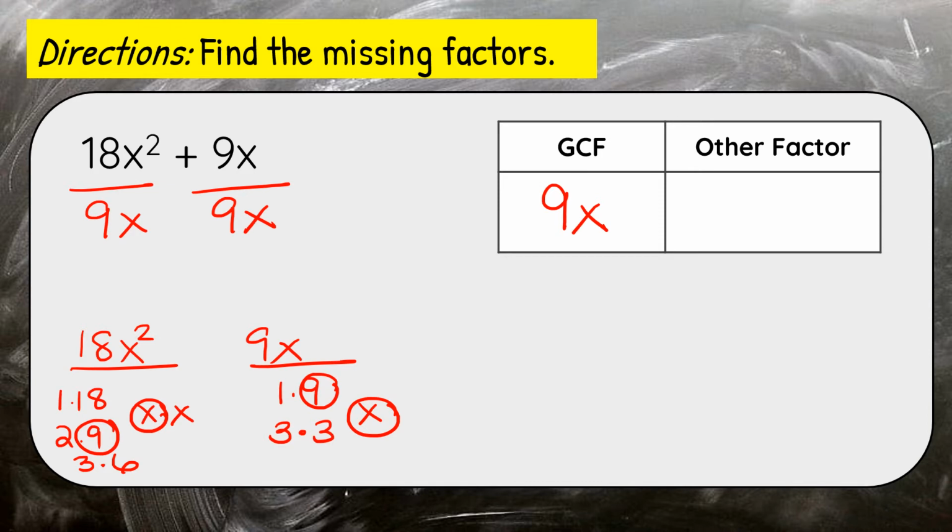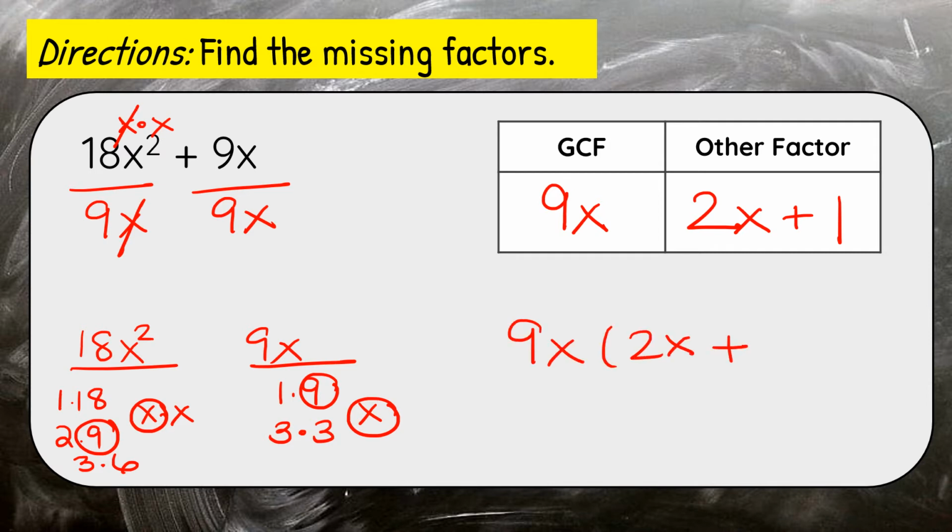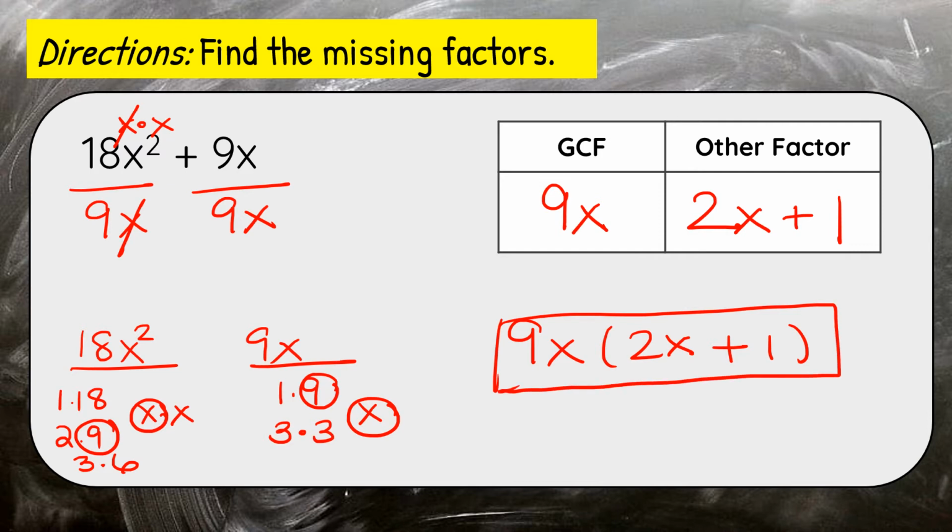18 divided by 9 is 2. If we have x squared, we know that's x times x. So when you're dividing, one x cancels out and you're left with 1x. Plus 9x divided by 9x is 1. So our GCF was 9x, and the other factor is 2x plus 1.